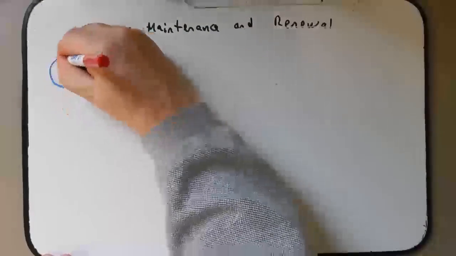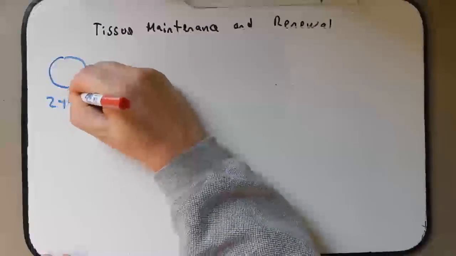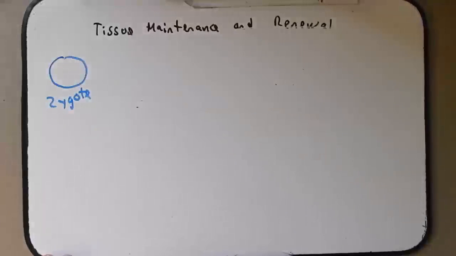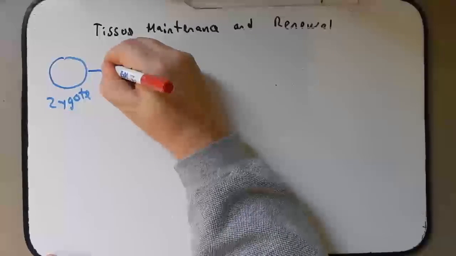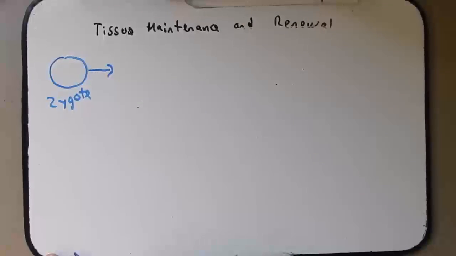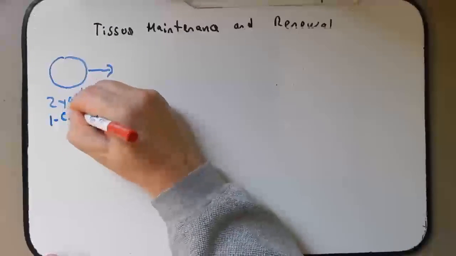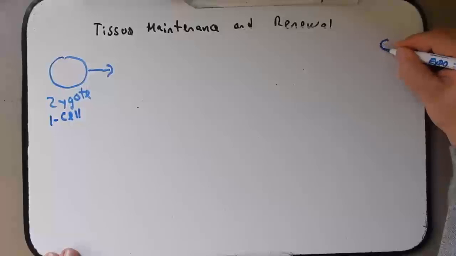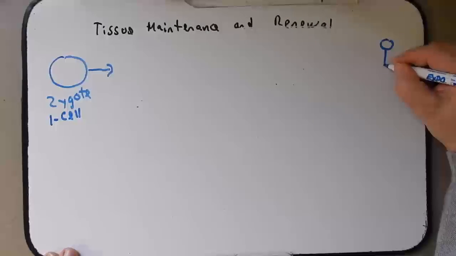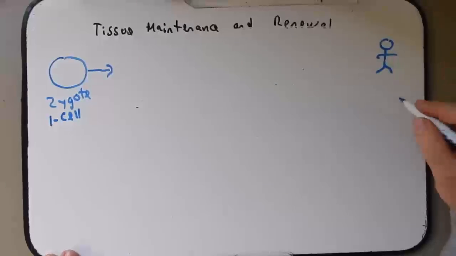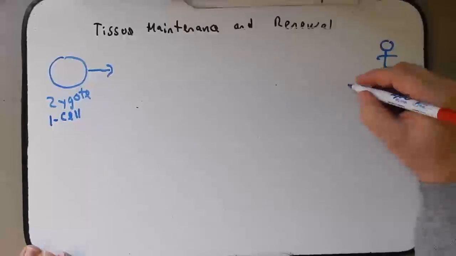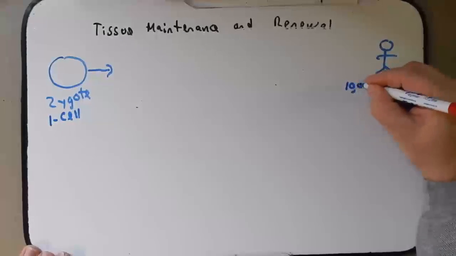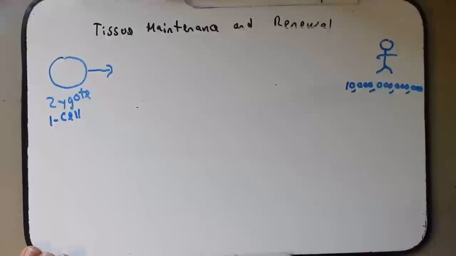To begin this discussion, let's look at a zygote and consider one of the most fascinating questions in all of biology, and that is how you take this one cell fertilized egg, the zygote, and ultimately form this fully functional organism. In this case, let's talk about humans. You will have 10 trillion cells.